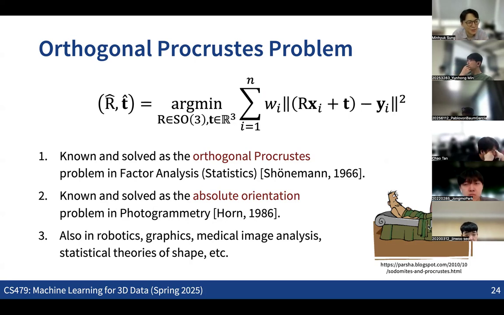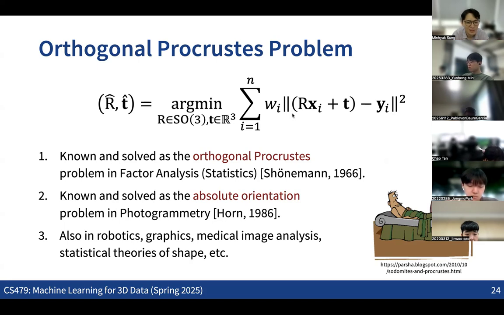Named after these things, in the 1960s people started to call this problem the orthogonal Procrustes problem, in terms of finding a rotation matrix while fitting the matrix to be an orthonormal matrix and also making the determinant +1. So this problem has shown up in the literature, not only in geometry processing but in many other fields, even from the 1960s. And people started looking into how we can solve this problem for many applications.